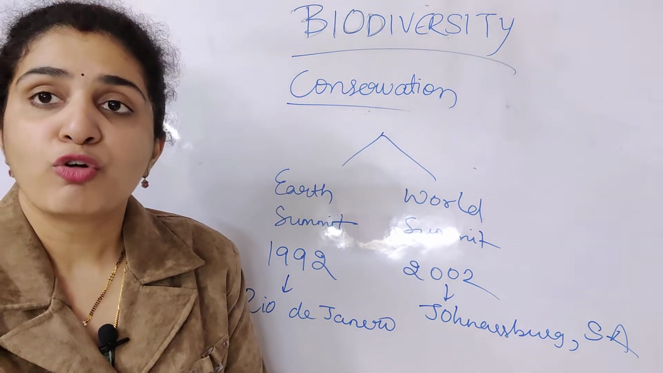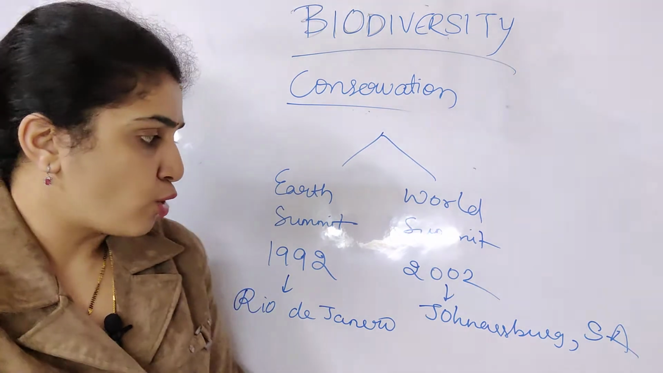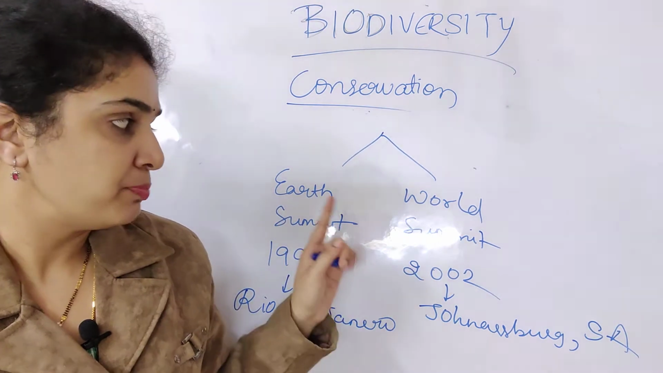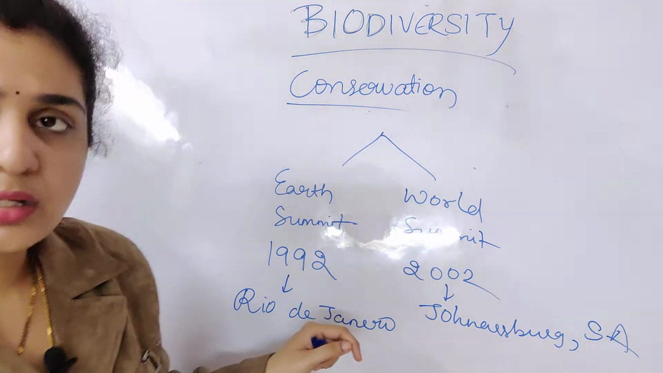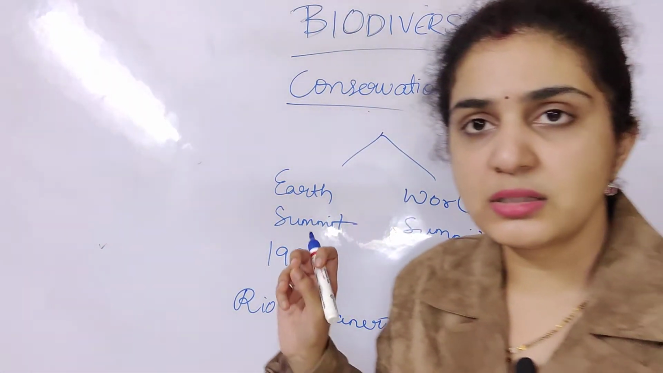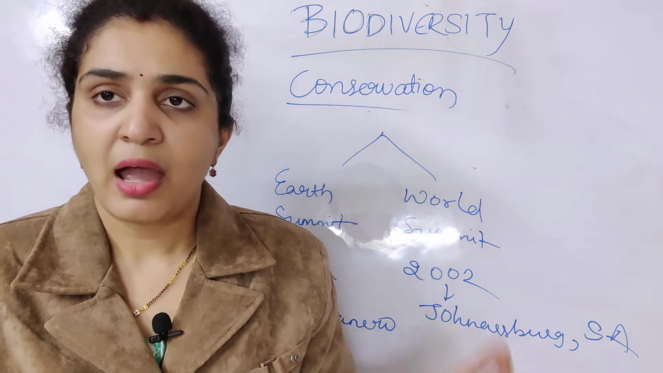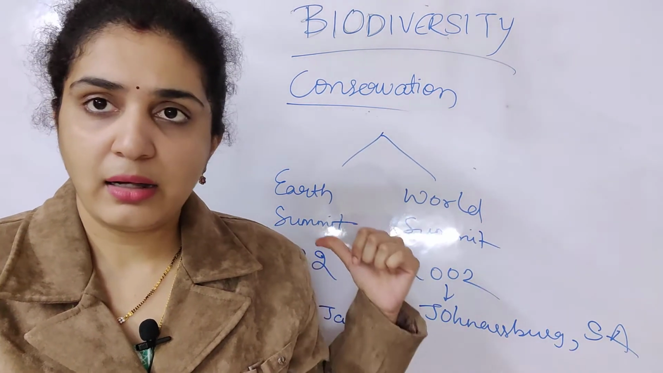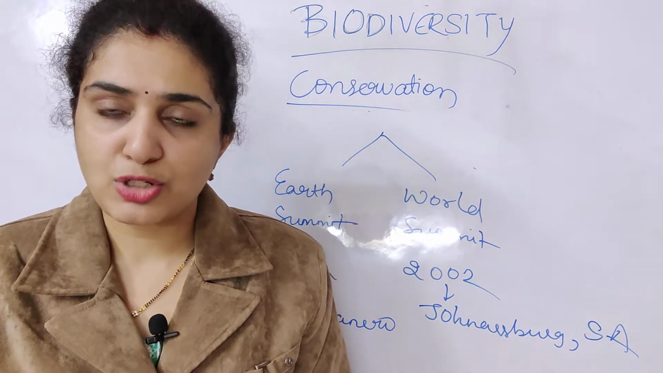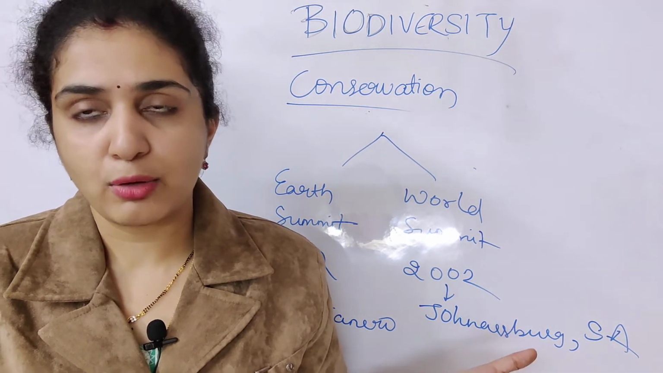So the answer is, for the conservation of biodiversity, all the nations came together to organize in 1992 as well as 2002, within a span of 10 years. Earth Summit, World Summit. The Earth Summit was in Rio de Janeiro, and the World Summit in Johannesburg, South Africa. Because in South Africa you see so many species of plants and animals, and like that you can remember. Remember what the summits are related to: conservation of biodiversity. Then where they are held, that is related to conservation of biodiversity.